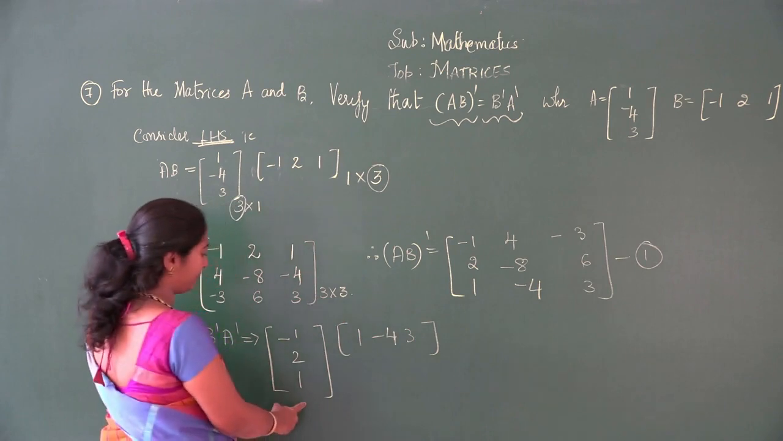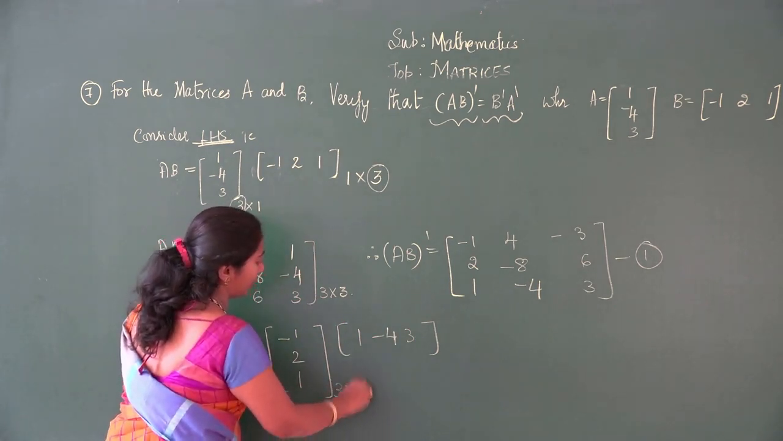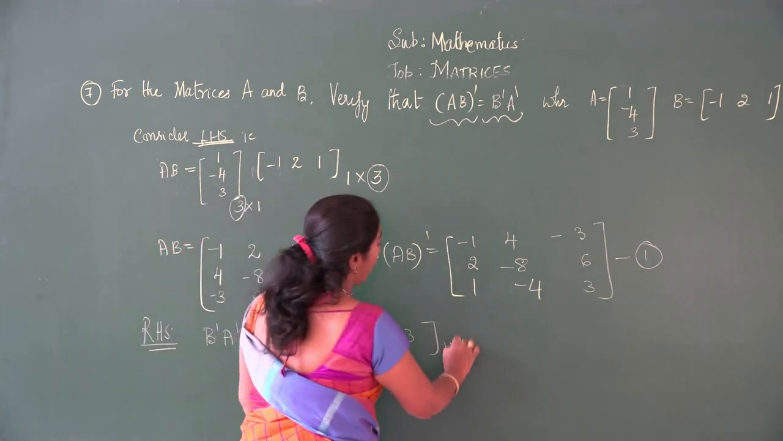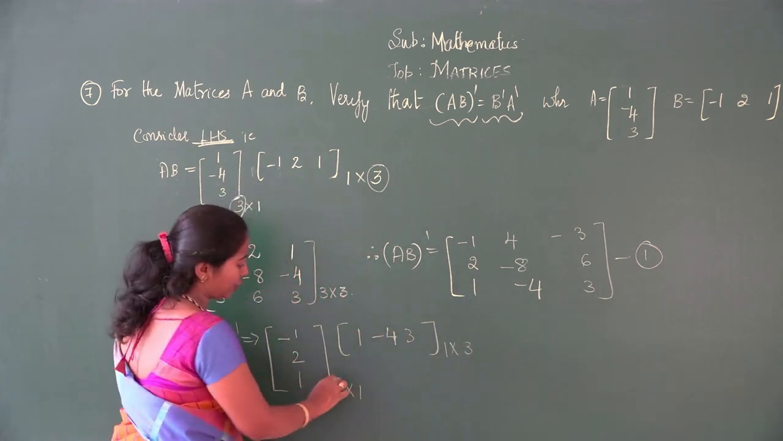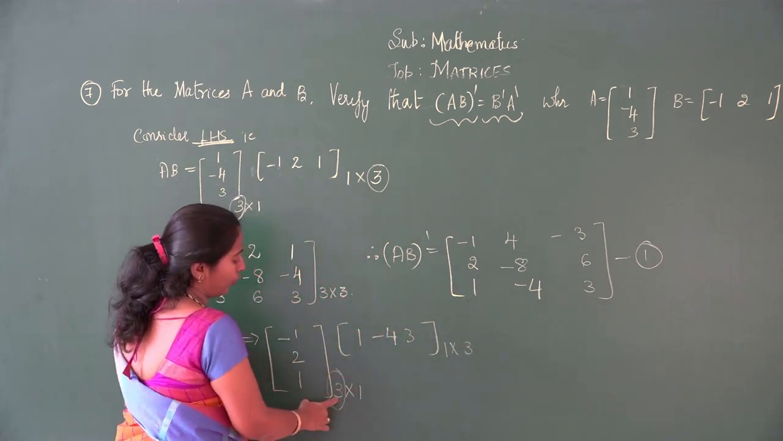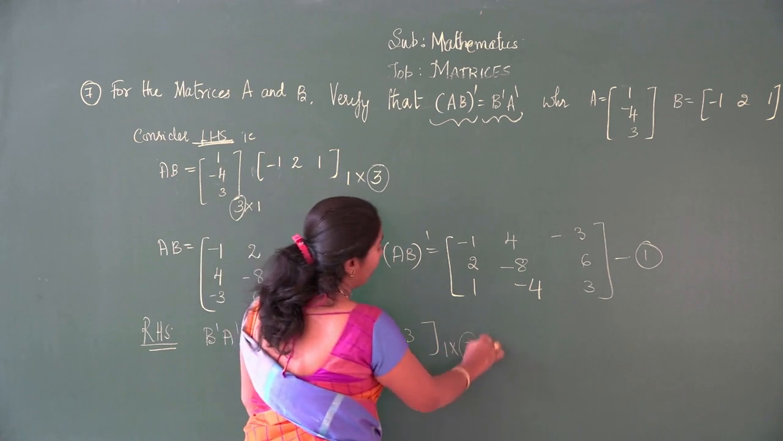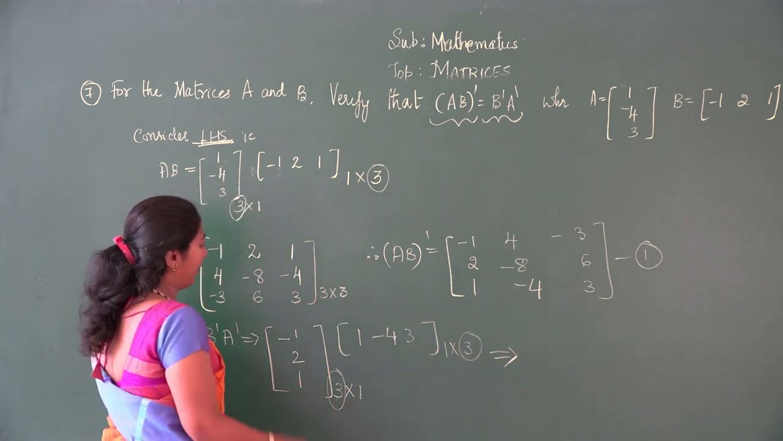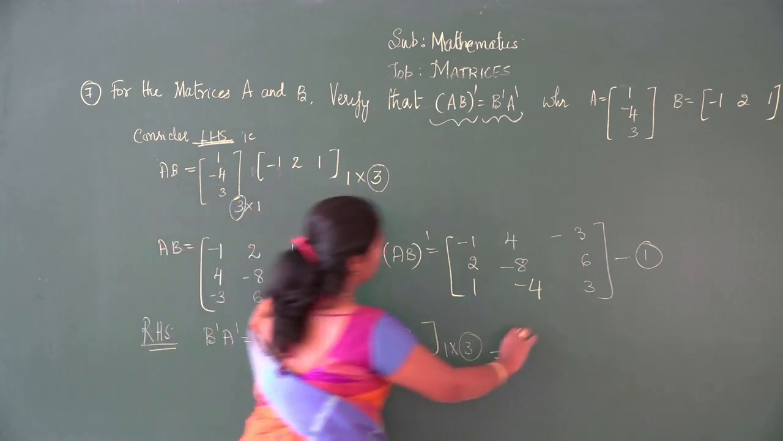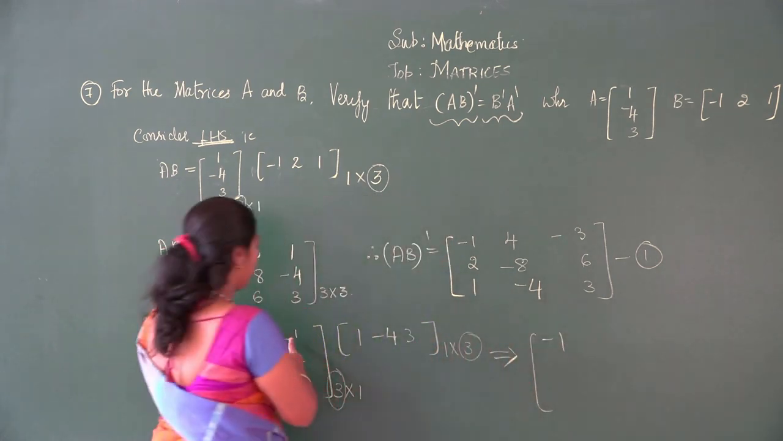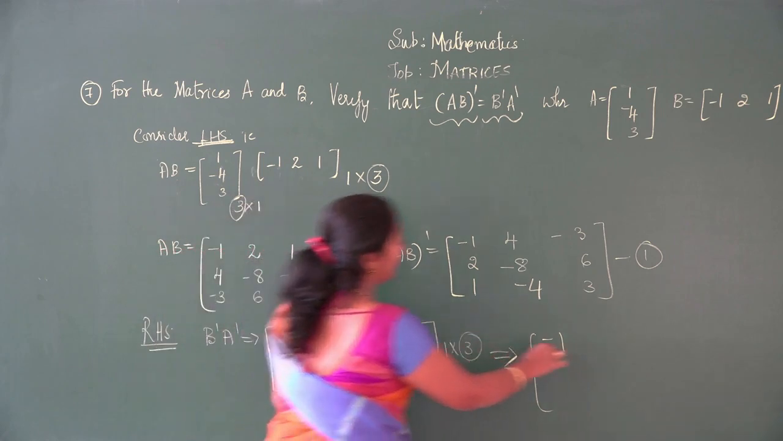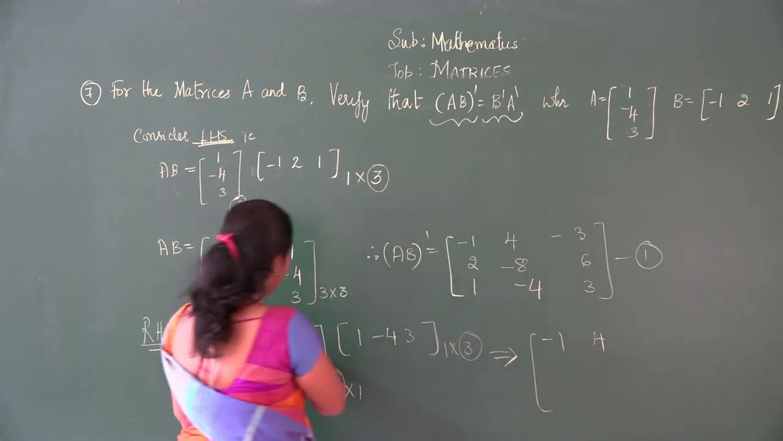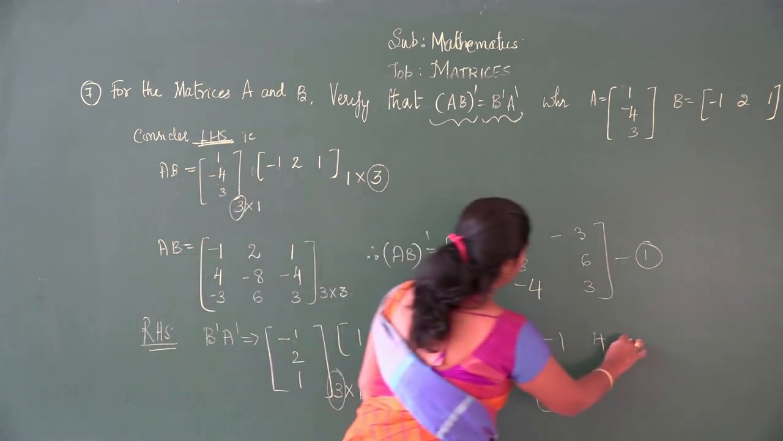What is the order of the first matrix? 3 cross 1. What is the order of the second matrix? 1 cross 3. The matrix multiplication rule states that the column of the first matrix should be equal to the row of the second matrix. So how do we multiply now? Corresponding elements: minus 1 into 1 will be minus 1, minus 1 into minus 4 will be plus 4, minus 1 into 3 will be minus 3.